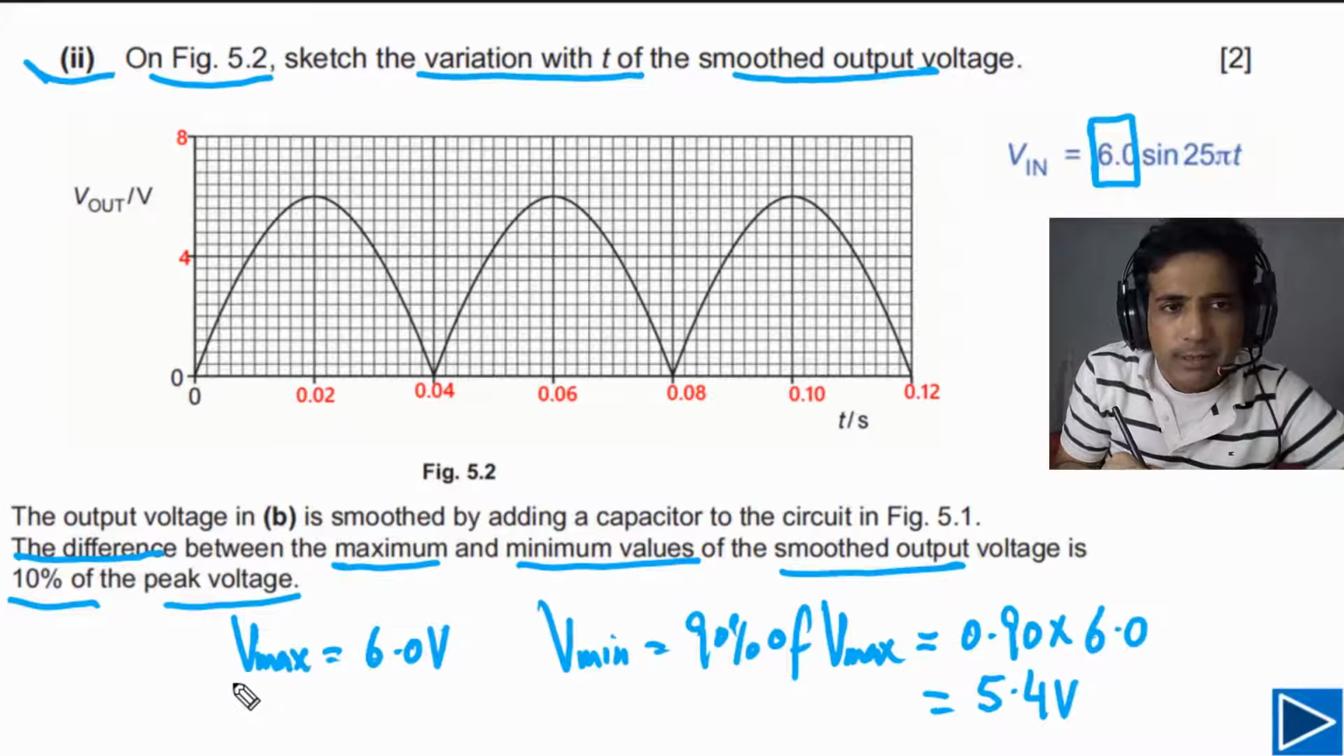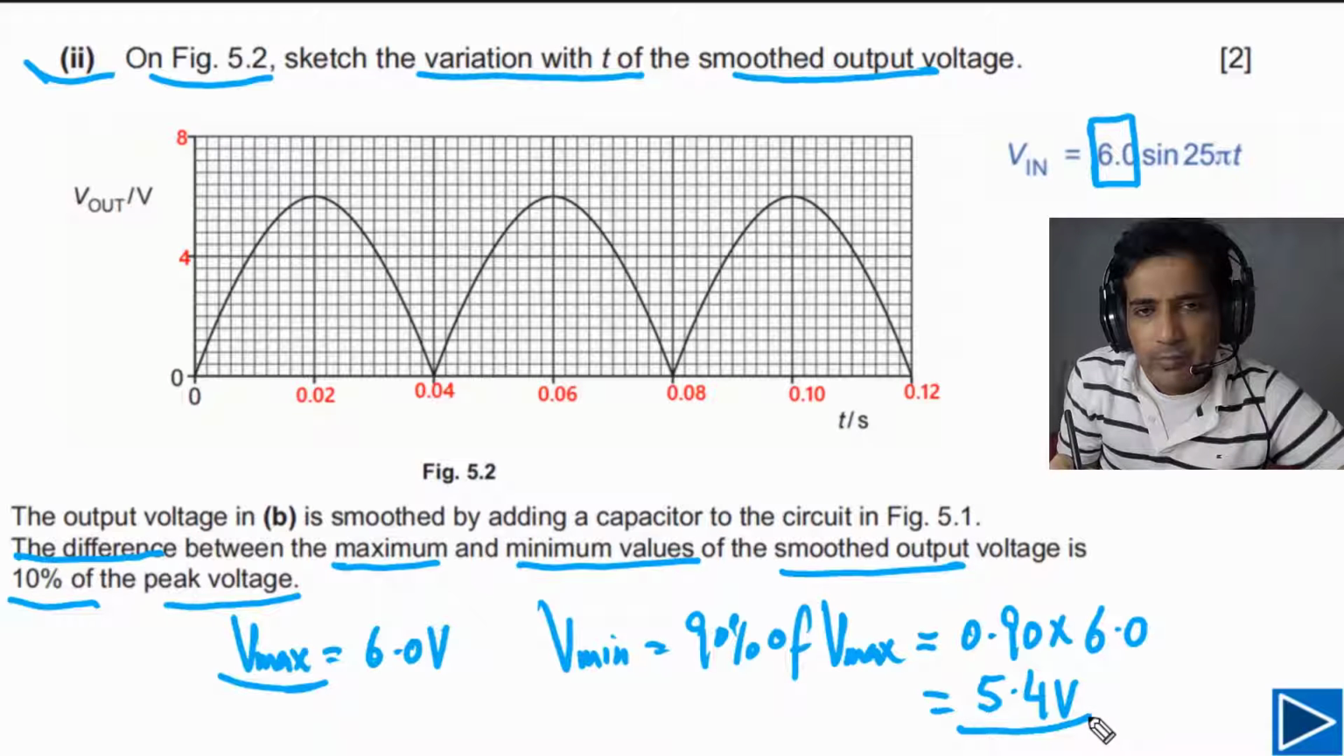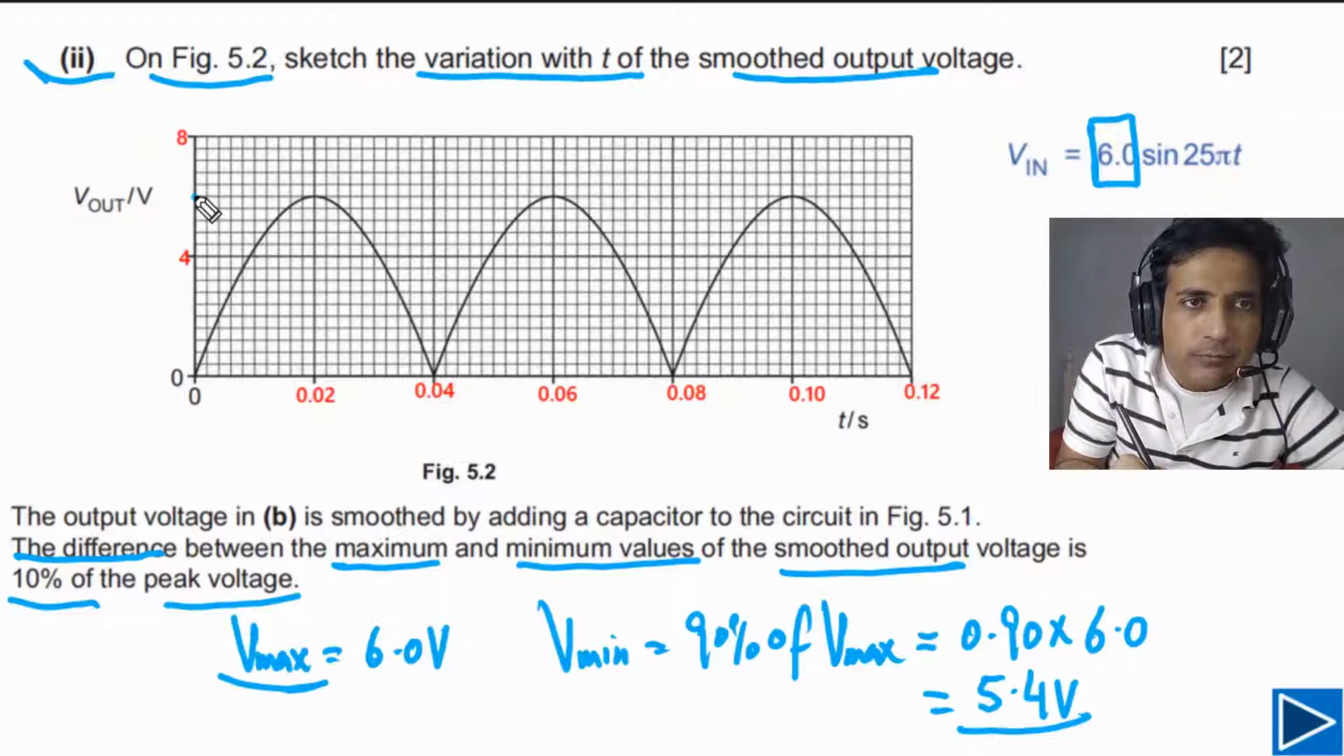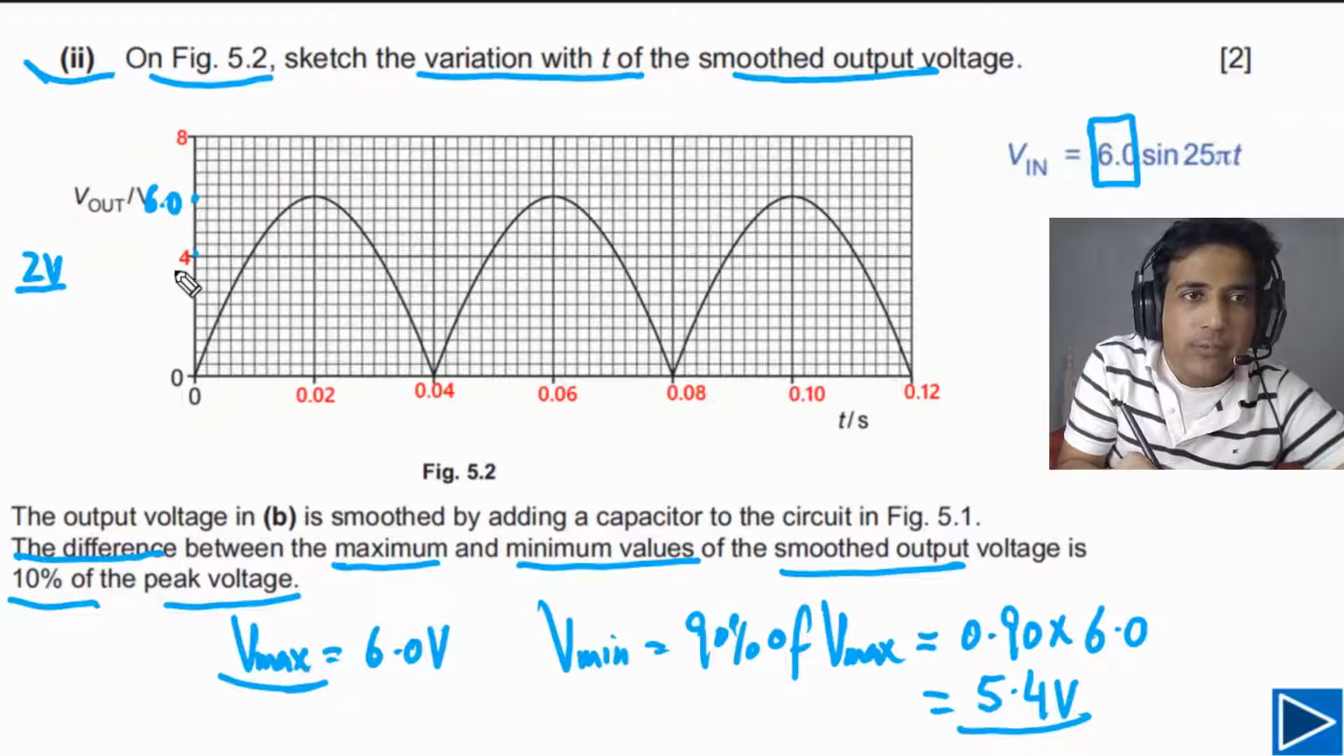In order to sketch the curve, first of all we need to label Vmax, and also we need to label Vmin, and then we can sketch the curve. First of all, we need to understand Vmax is the peak value of the voltage, and Vmax is equal to 6.0. Now we need to understand the difference between these two, meaning difference between 4 and 6. Difference is equal to 2 volts. We can simply write down 2 volts, and 2 volts is divided into 5 parts. We can divide this one by 5, meaning by 5 boxes.